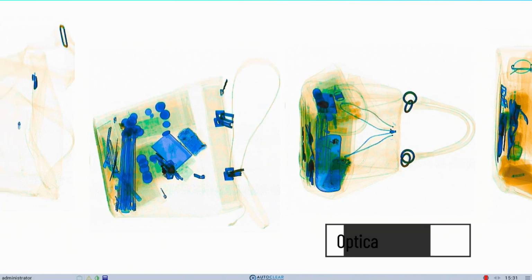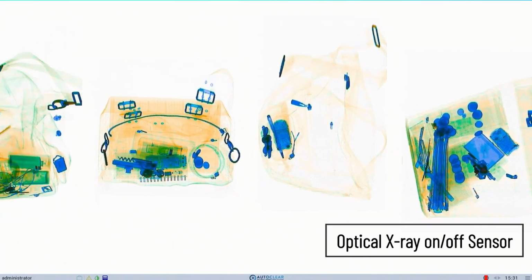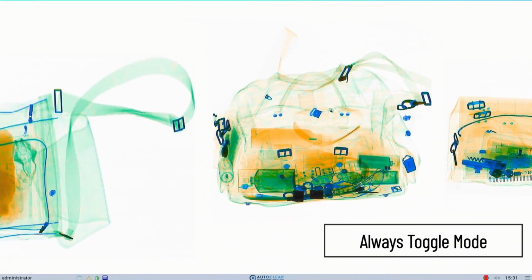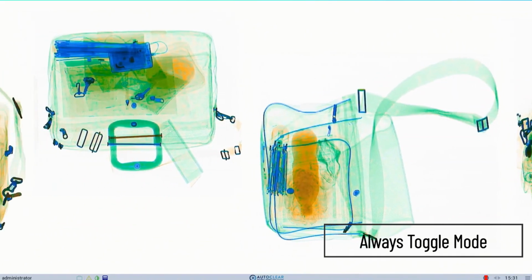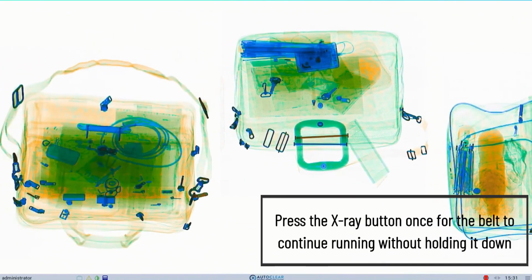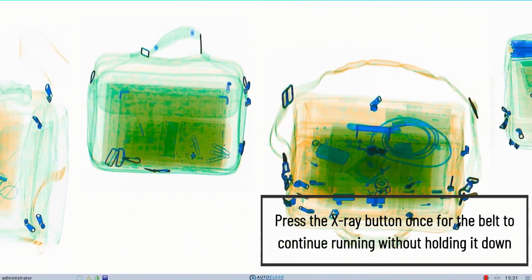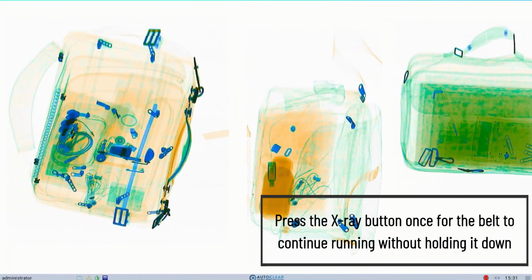If you have an optical X-ray on-off sensor option and enable the X-ray always toggle mode, you can press the X-ray button once, and the belt will continue running without having to hold down the X-ray button. In this mode, the X-ray sensors detect when an object is entering the tunnel. They automatically turn on the X-rays to scan the object and then turn off the X-rays when there are no more objects in the tunnel.